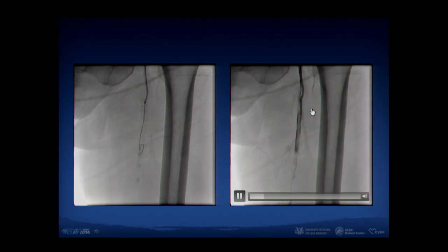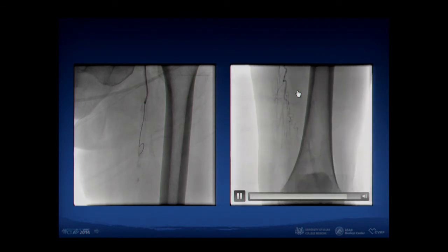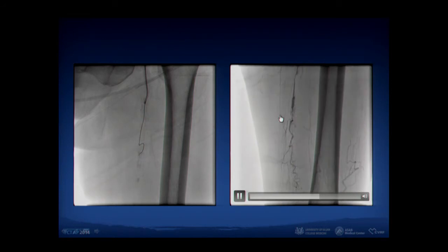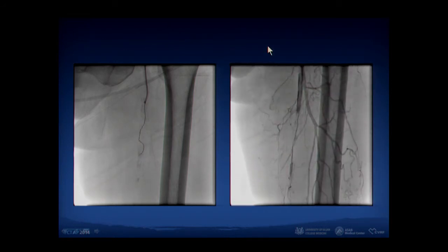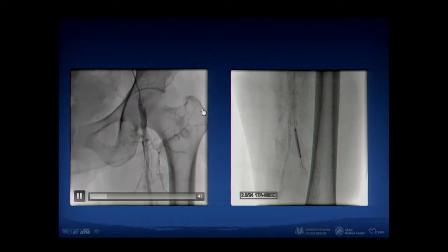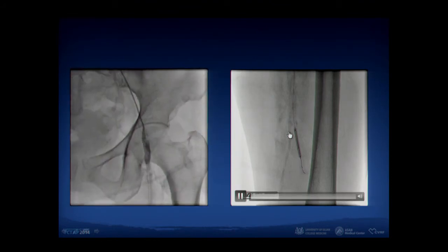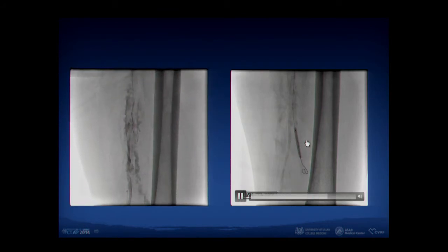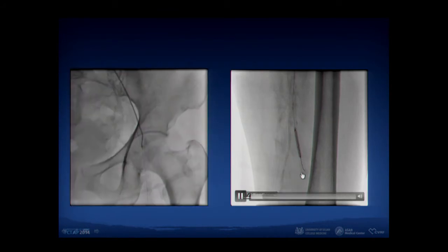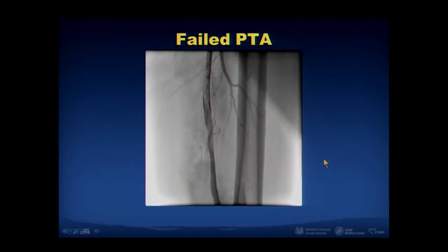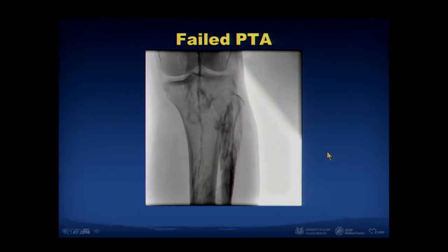Anyway, it made a dissection. In a CTO segment, I usually don't recommend angiography because of dissection propagation. Anyway, they checked again and advanced the wire to the distal SFA, and during balloon dilatation they pushed the wire. I think maybe the wire reached the distal lumen, and then balloon angioplasty was done serially. However, the final angiography was a disaster like this.